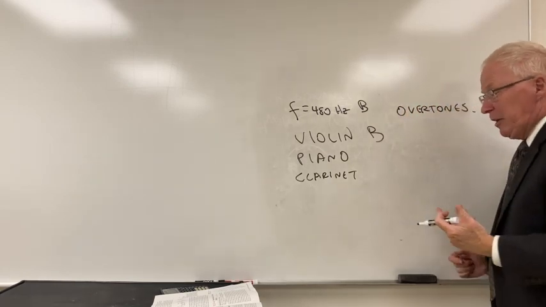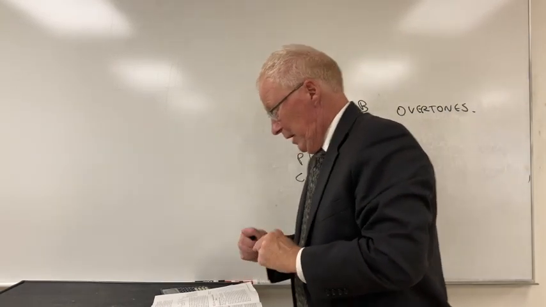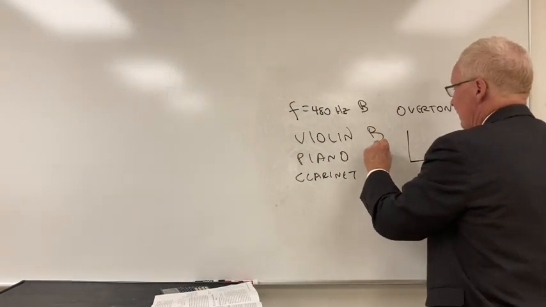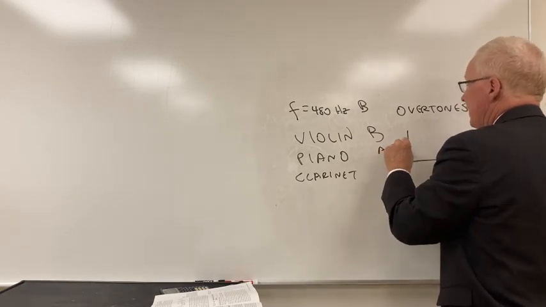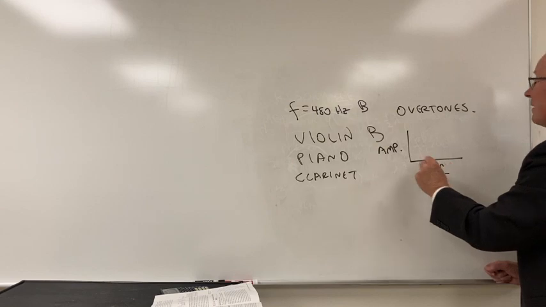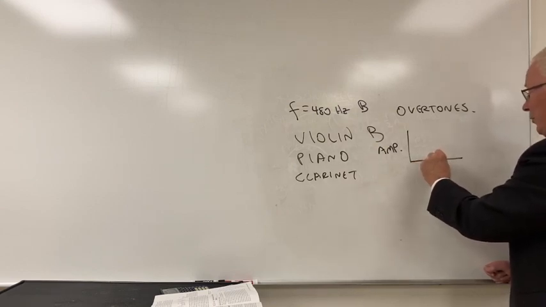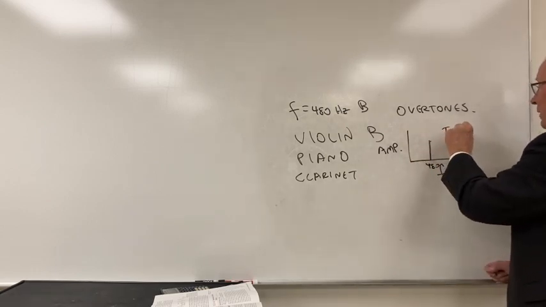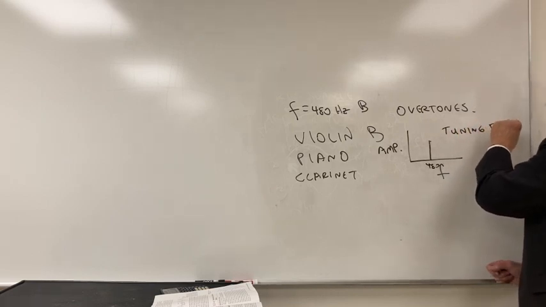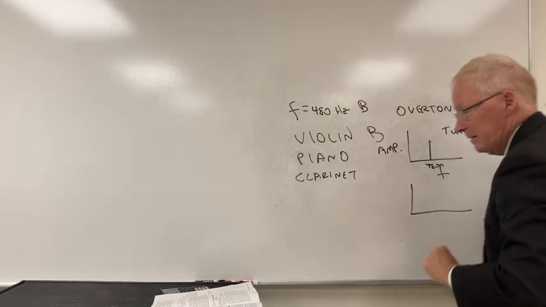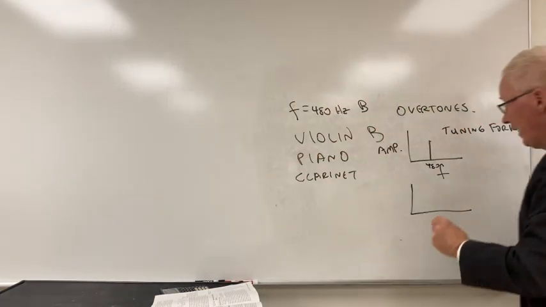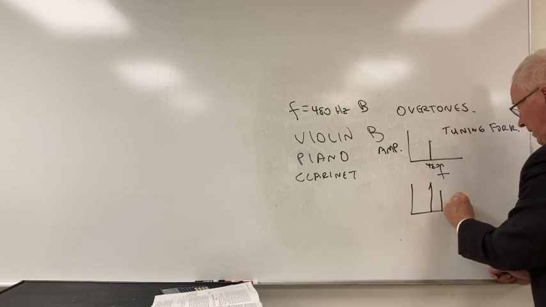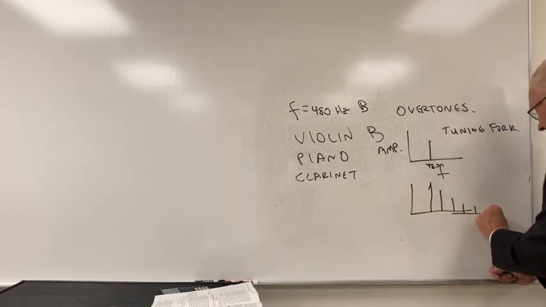Right? The way we can do this is by graphing amplitude versus frequency. For a simple tuning fork, it has one note at 480, and that's it. A violin, on the other hand, if we play B, has a first harmonic, a second harmonic, third, fourth, fifth, and so on.